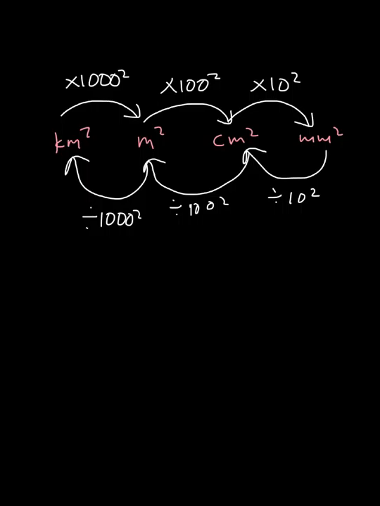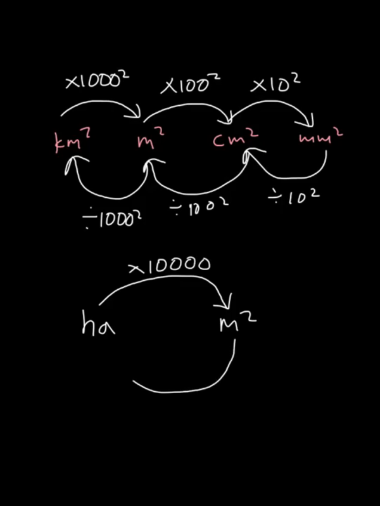There's one other conversion that you're going to come across, and that is hectares to metres squared. Hectares is HA, and to go from hectares to metres squared, we times by 10,000. And to go from metres squared to hectares, we divide by 10,000. The reason for this is that 1 hectare equals 10,000 metres squared.